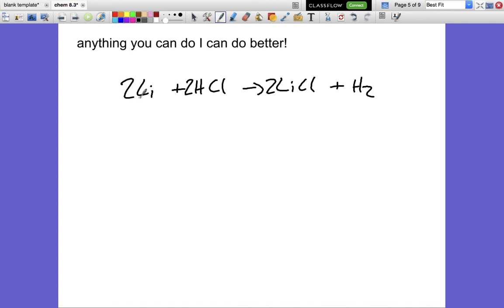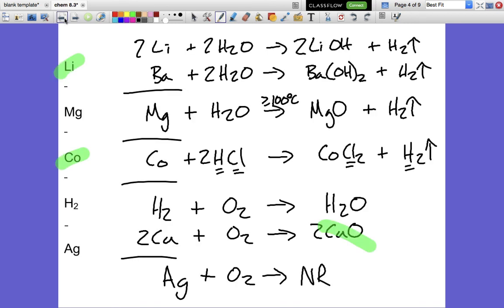But if I tried to do the reverse, if I wanted to get cobalt to react with water, no matter how hot that water is, it's not going to work, right? Things above on our list, on our activity series, lithium can do any of these reactions that we've described. But silver can do none of those reactions that happened above it, right? So understand that I can mix and match.